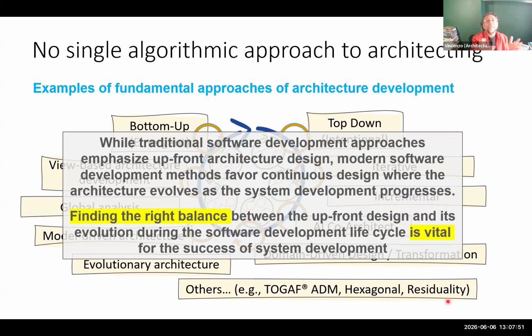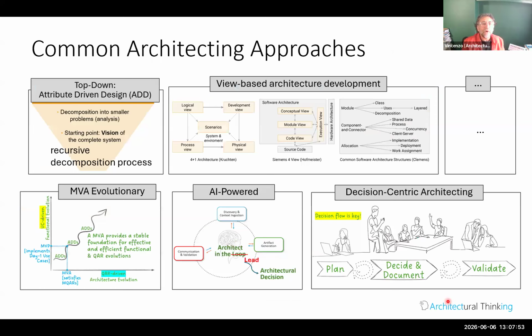These are some of the examples of the common architecting approaches. As I said, top-down, which is the attribute-driven design, view-based architecture. We learn the famous 4+1 views by Philippe Kruchten. Hofmeister was one of the people that came out with another view-based model. We also talk briefly about how we use AI to help us with our architecting approaches.